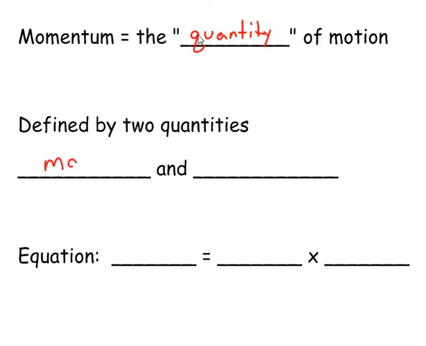They are mass and velocity. So the more mass and the more velocity something has, the more momentum it will carry. That means the more it will be able to impact another object.